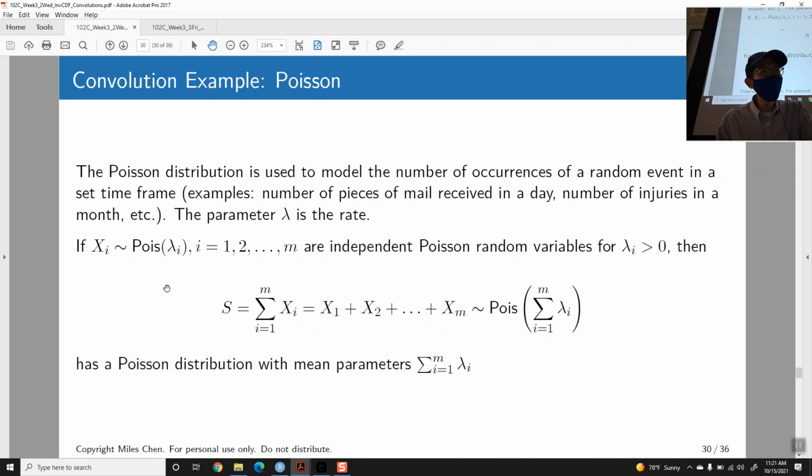How many pieces of mail will I expect? Monday, Tuesday, Wednesday. 3 days. If each of those are Poisson, I add up Poisson with lambda 3, Poisson with lambda 3, Poisson with lambda 3. The sum of it is going to be Poisson with lambda 9. So the sum of m Poisson values is also Poisson distributed, but its rate parameter is the sum of the lambdas.